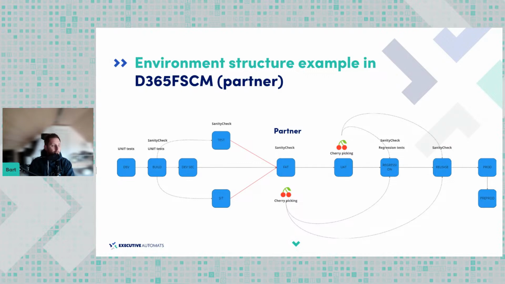And this FAT, as it is only for partners, it has its own sanity check. The factory acceptance test is the verification if the factory, the partner, makes the application with a certain level of quality. So we want to verify before we go to UAT, where this is the first time a business user sees that. We want to make sure that the FAT, these people will verify our internal quality, will verify how it looks like before it goes to the business users for the first time.